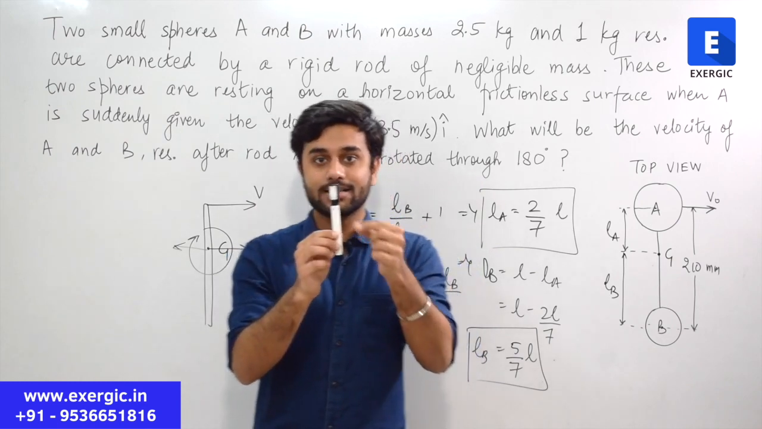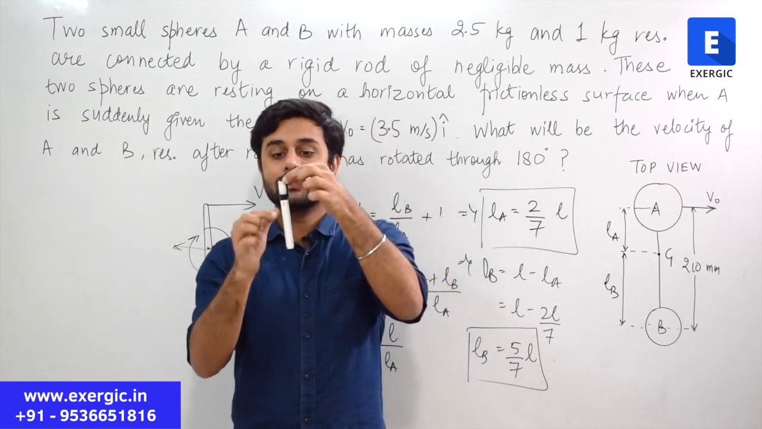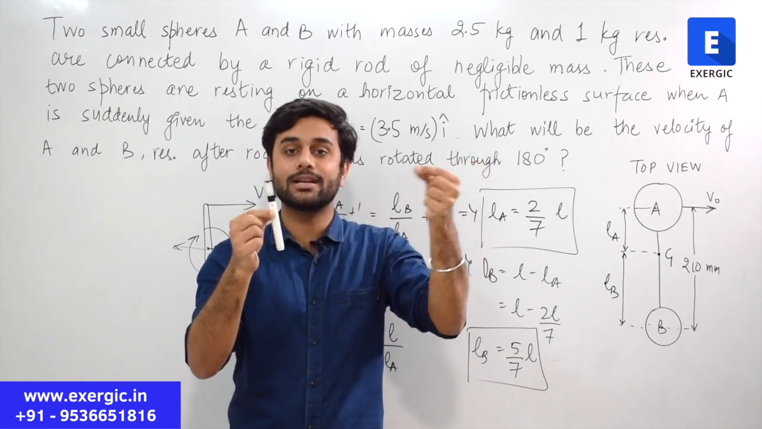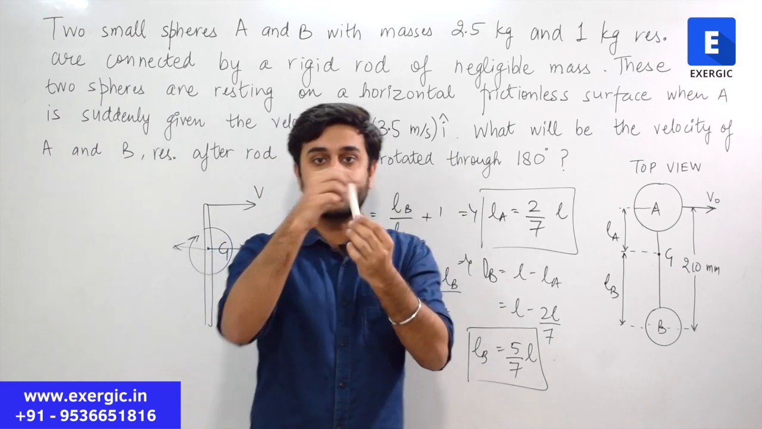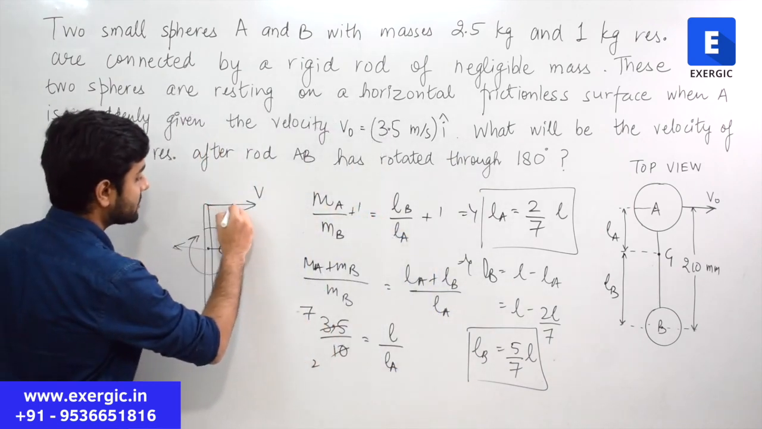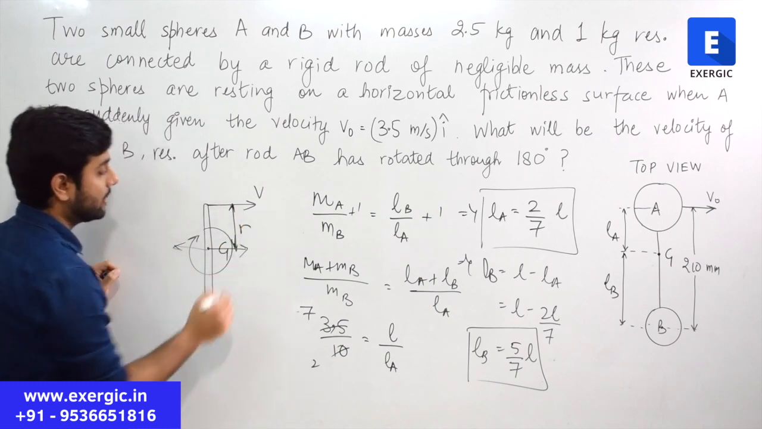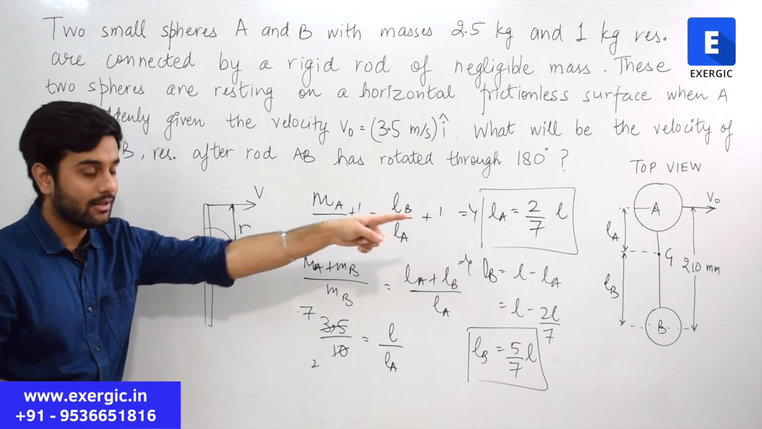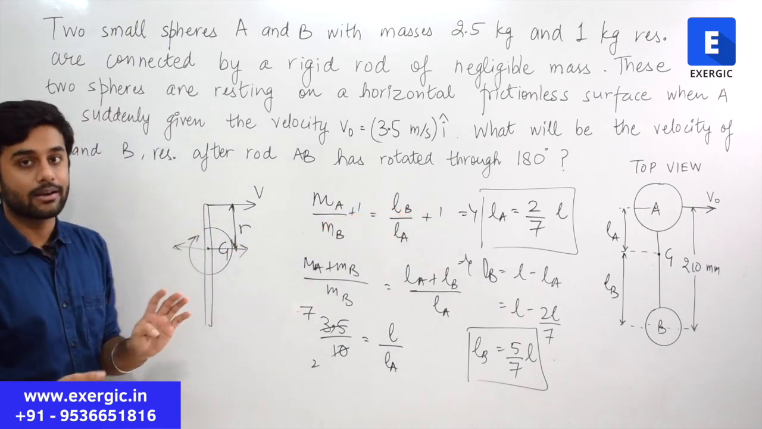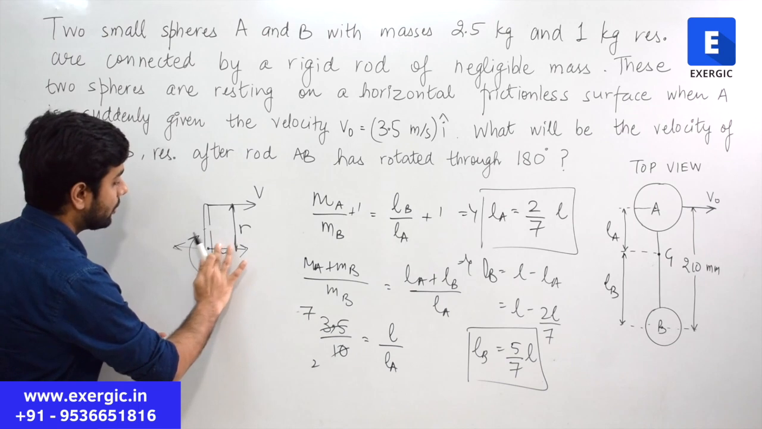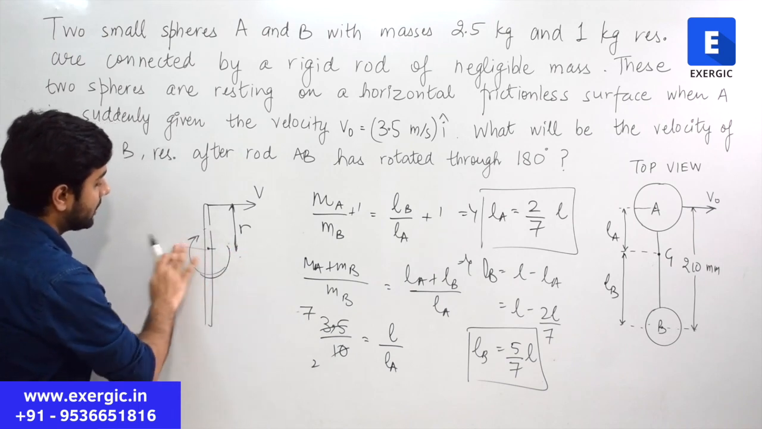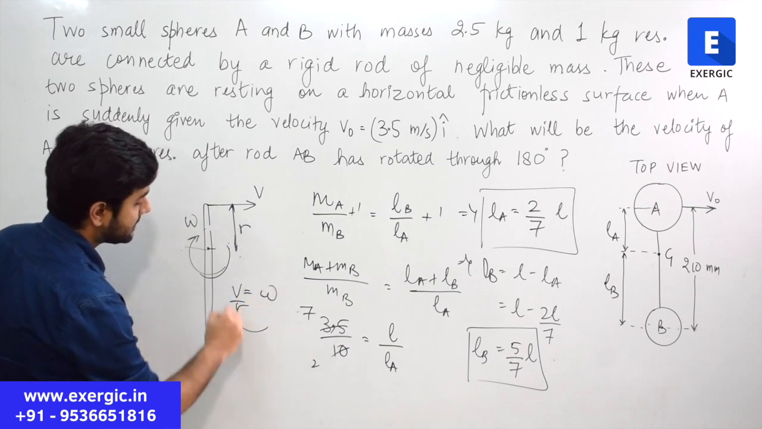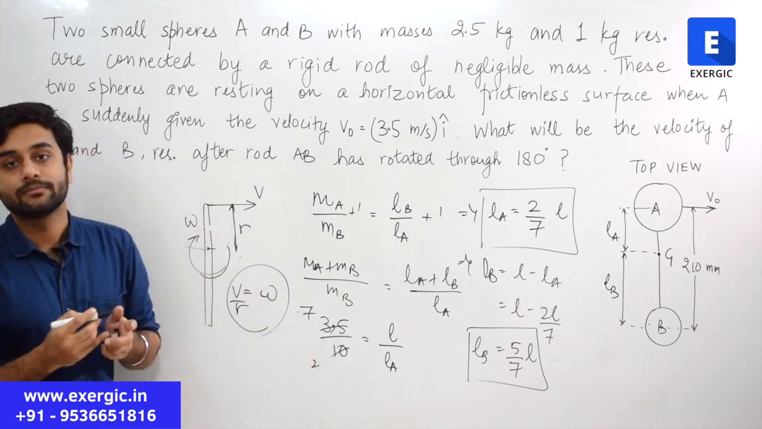If this is the mass, you give a velocity in this direction, the center of gravity will experience not only a velocity but also an angular velocity. Why? Because this velocity has been given at a perpendicular distance. Let's say this distance is r, that distance is LA, but here let's say that distance is r. So it will have not only a linear velocity but also an angular velocity, which is given by this expression v by r, right?